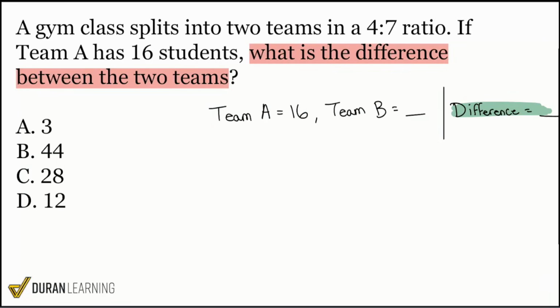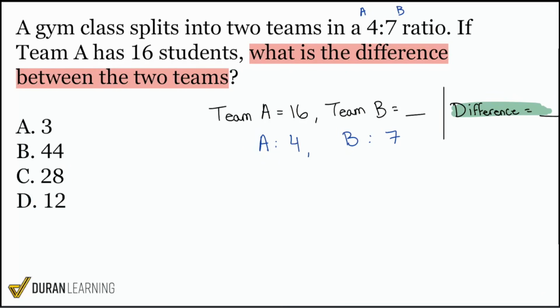So here, a gym class splits into two teams in a 4-to-7 ratio. So when they say if team A has 16 students, we can assume that they're talking about team A and team B, just the natural order of things in terms of the alphabet there. So we can absolutely consider this side A, this side B. So let's go ahead and write down those ratios right down here. A has 4 parts, and then team B has 7 parts.